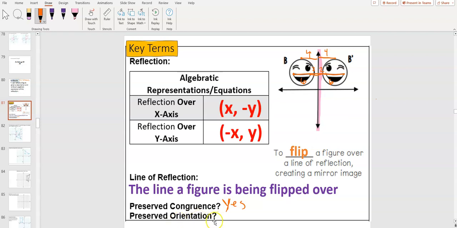That is orientation. Remember, orientation is the way a shape is facing. In this first image, my shape is facing with the winky eye on the left. But when I flip it over the line, my shape is facing with the winky eye on the right. So down here, I'm going to write, no, reflections do not preserve orientation. They change the orientation. If I flipped it over the x-axis, it would be upside down. It's not facing the same way.